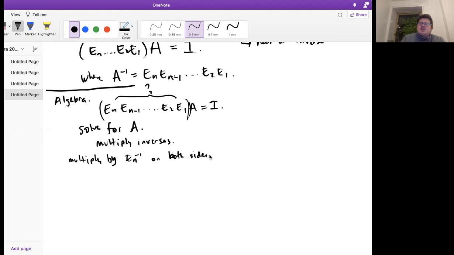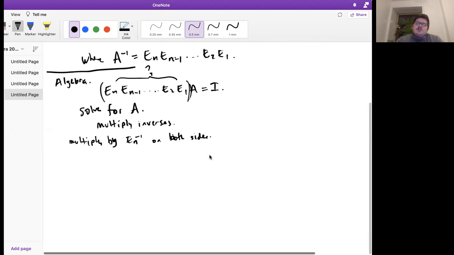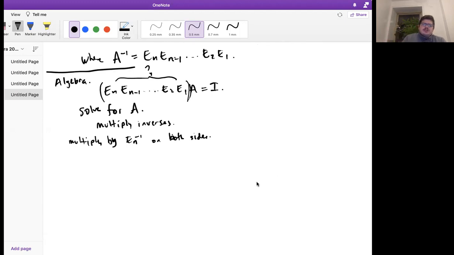Remember last time we talked about what the inverse of elementary matrices were. It was like the undoing of the row operation. Let's see what you get. You have En inverse, En minus 1, exactly. You have to go backwards. So to undo all these things, you have to undo them in order.